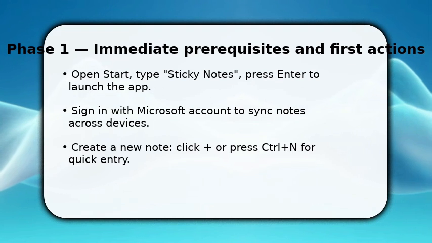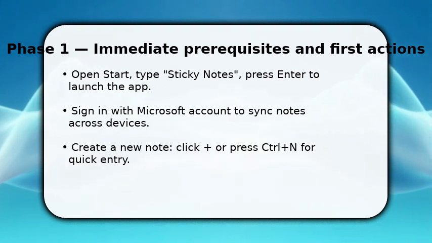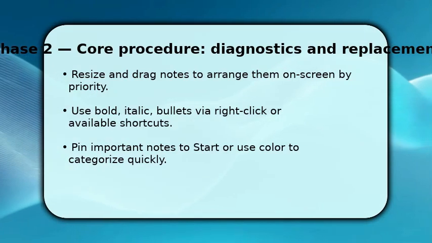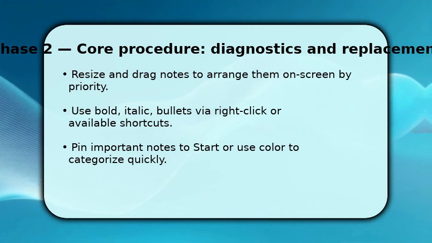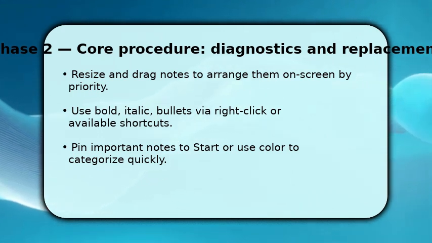Once you have notes, organize them visually. Drag and resize each note so the most important ones sit where you can see them. Use formatting, bold, italic, and bullets through right-click options or keyboard shortcuts to emphasize action items. Change note colors to create an instant priority system, and pin a critical note to Start for persistent visibility.